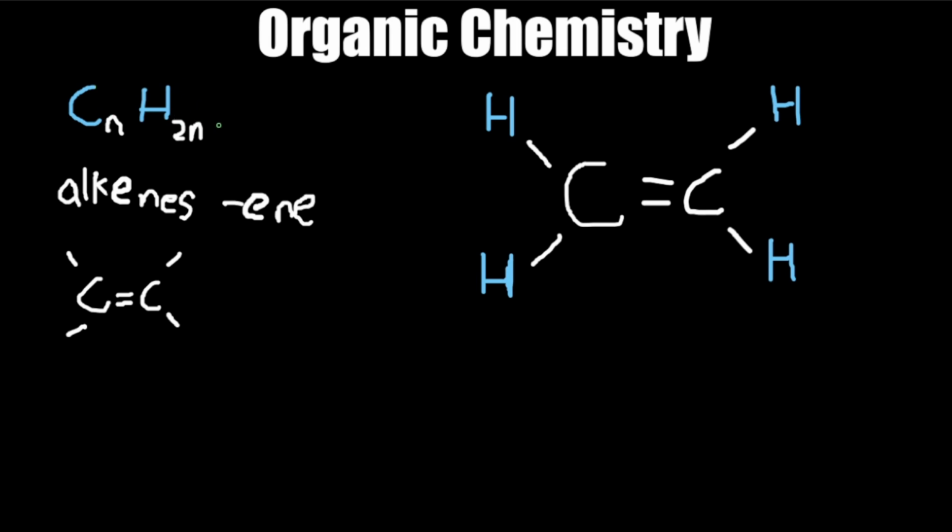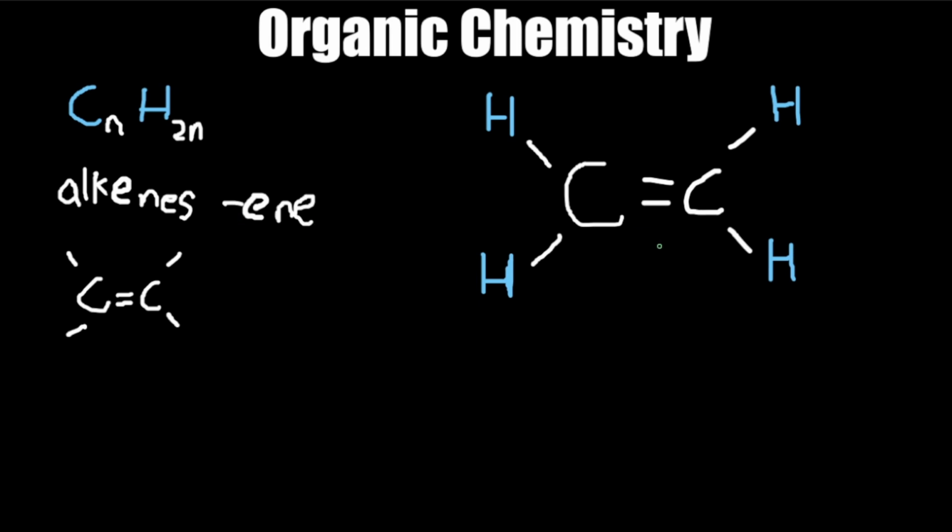This basically just means that the number of hydrogen is always just going to be double the number of carbon. So we can see that over here, where there are 2 carbon, so that means there must be 4 hydrogen. The ending for the alkene group is ene.